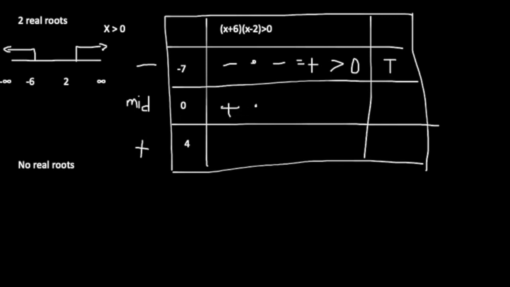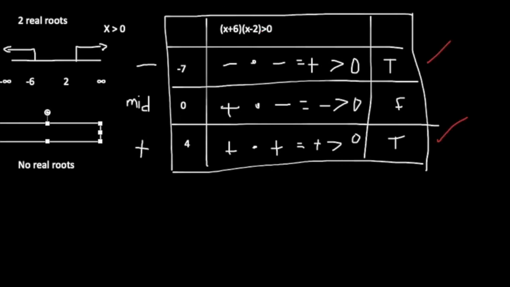Then you're going to plug in 0. If 0 plus 6 gives you positive and then 0 minus 2 gives you negative, the answer multiplied is going to be negative, which means it's not going to be greater than 0, which makes the equation false. Then you plug in 4 into the equation, and 4 plus 6 is going to give you positive, and then 4 minus 2 is also going to give you positive, and multiplied, the answer will be greater than 0, which means that the equation is true.